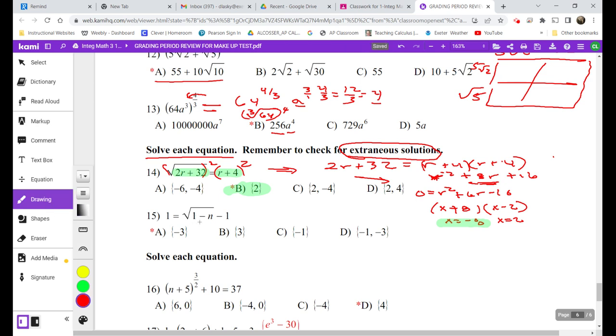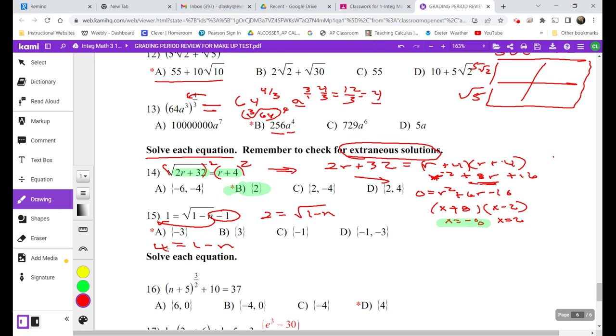So again, there's this one here. I would move this first to the other side. So I'm going to add 1. We're going to do SADMAP. So I'm going to get 2 equals the square root of 1 minus n. And then when I square both sides, I'm going to get 4 equals 1 minus n.